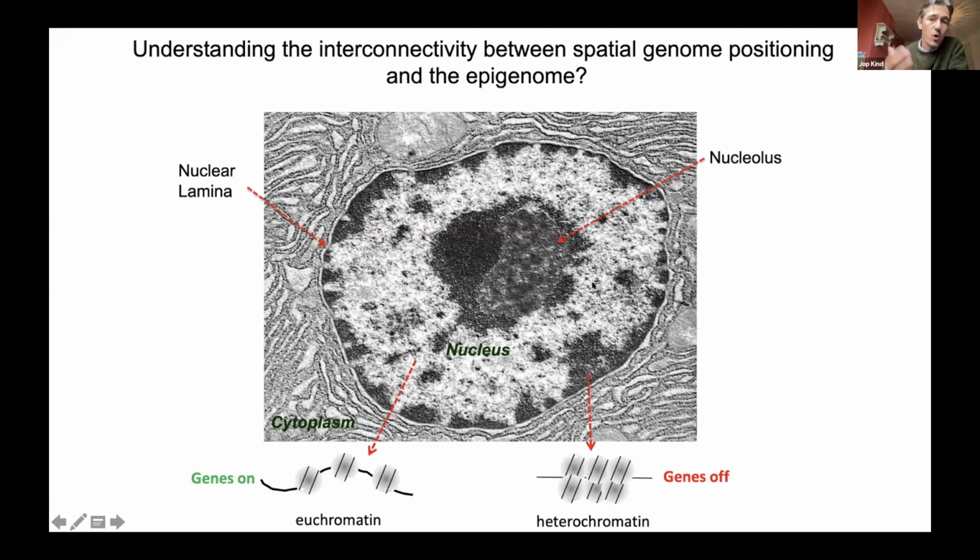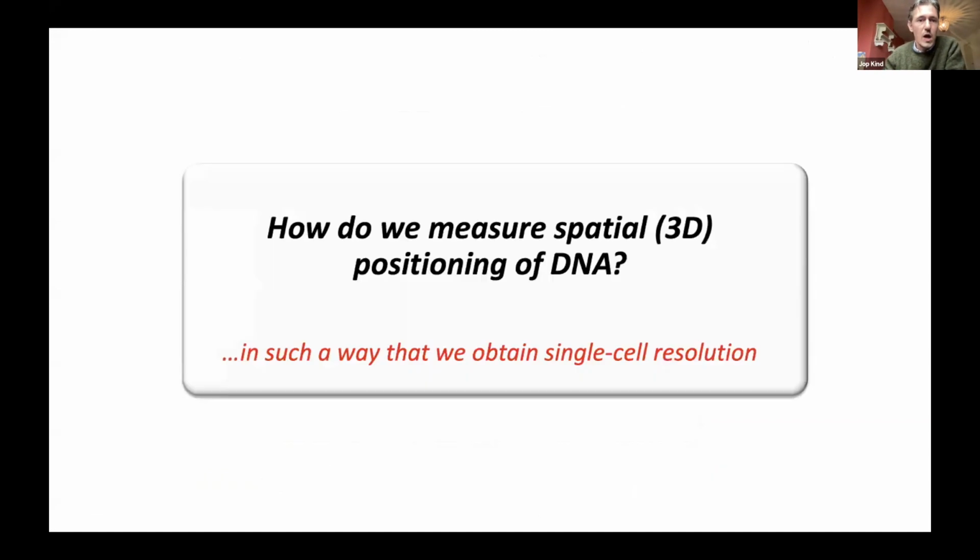And you also don't know how this organization is different in different cell types, and how it changes in the course, for example, of development. So how do you identify the spatial genome positioning, especially in such a way that you obtain single cell resolution, hence the reason why I'm in this section.